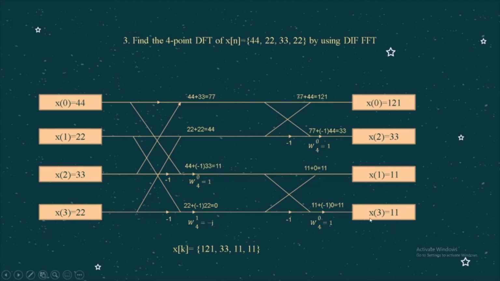This can be arranged by using the bit reversal as I mentioned earlier in the last question. So our answer for x of k equal to 121, 33, 11, and 11. That's all for me.